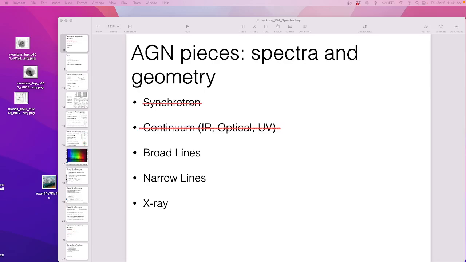So the continuum from the IR through the UV is all set by the disk. And so there's a couple processes of the disk. The one that I care about most for you guys is the bunch of black bodies. Now I'm going to talk about the broad line regions, which are a little bit more complicated.